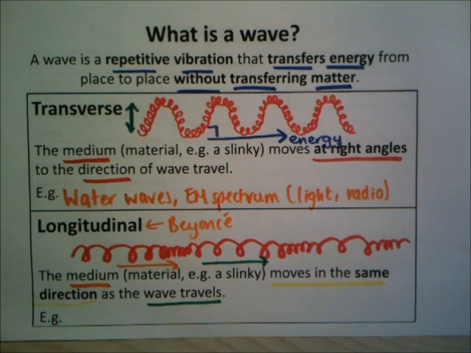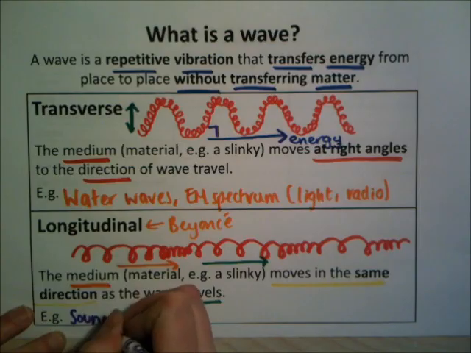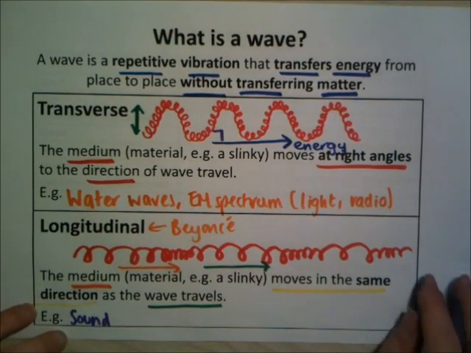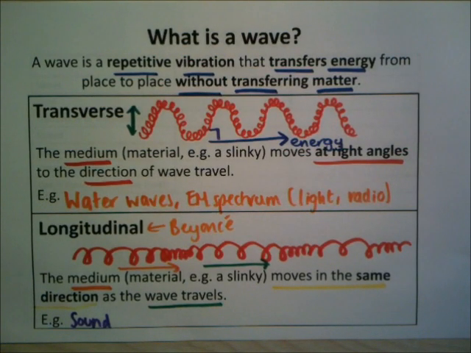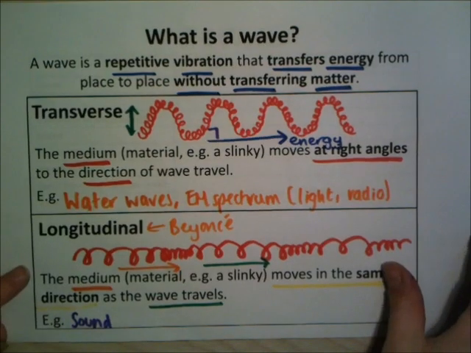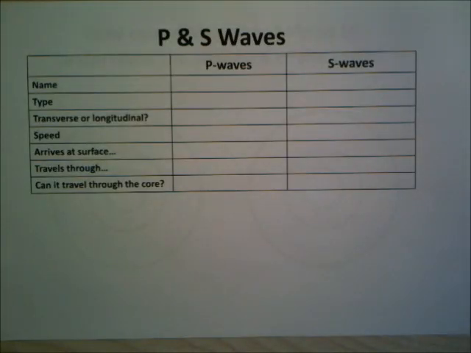Now, the ones we need to know about are the earthquake waves, but also sound is a longitudinal wave. And that's about it in terms of actual waves that we see every day. So earthquake waves we'll talk about in a second, and also sound waves. There are two types of waves in an earthquake, and they're called P and S waves. So all earthquakes will have these two types of waves.